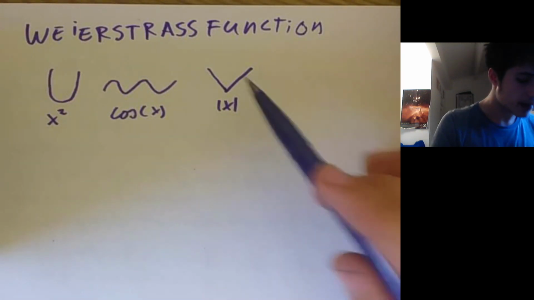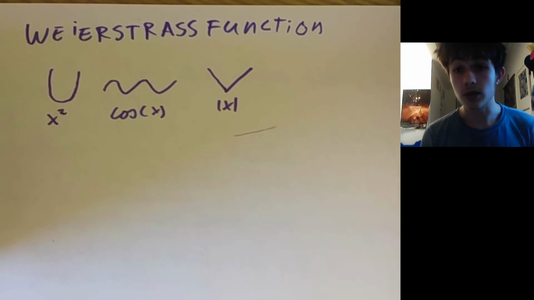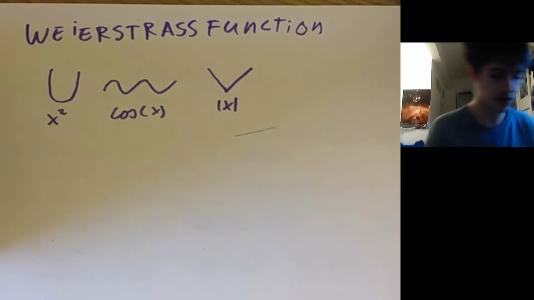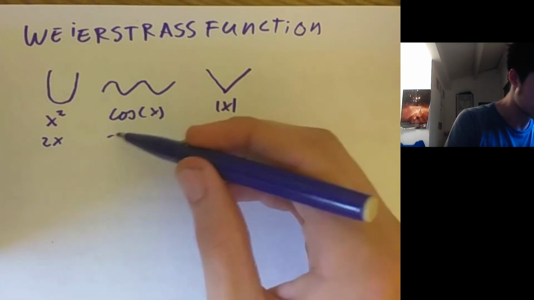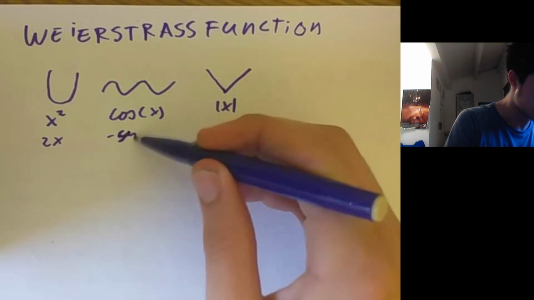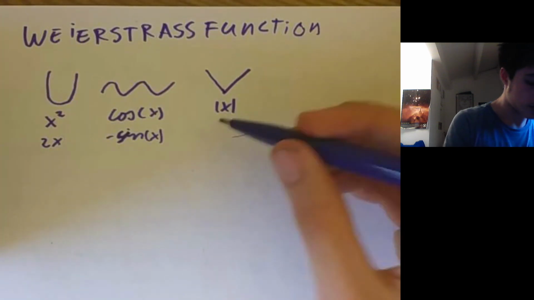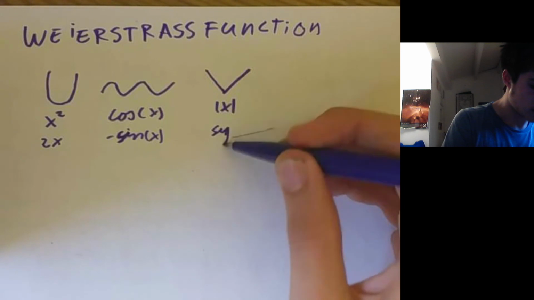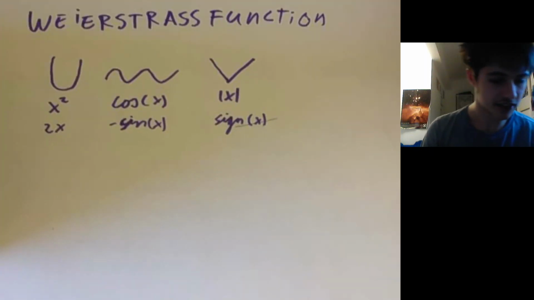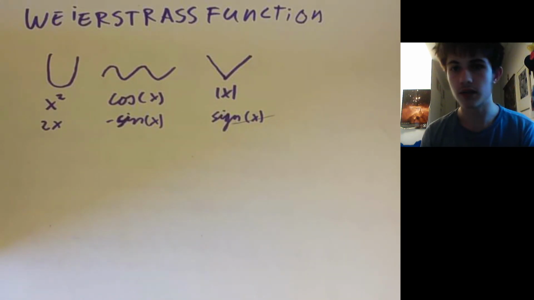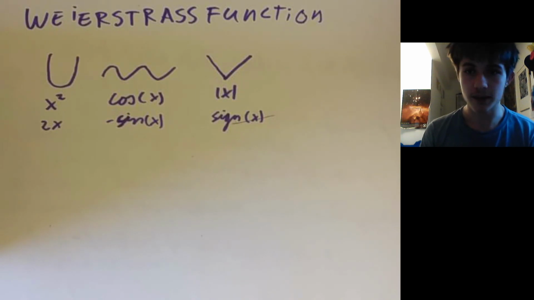Okay. And then at some point they developed the notion of differentiating a function. And so you could differentiate this function. You get 2x. This function gives negative sine of x. And this function gives the sign of x. It's not the sine, but the sign of x. If your input number is positive, it outputs 1, and if it's negative, it outputs negative 1.